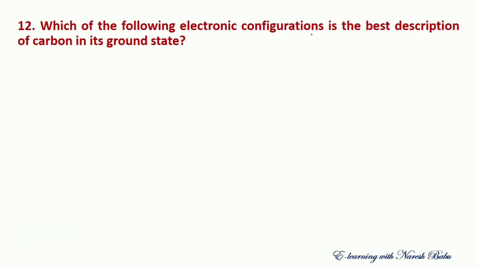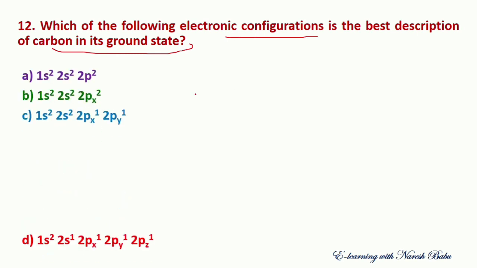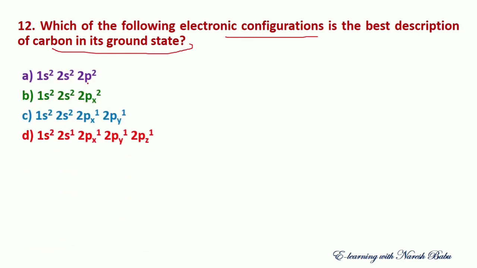And which of the following electronic configurations is the best description of carbon in its ground state? So for carbon in the ground state, what is the best electronic configuration? You can see the options given here, 1s2 2s2 2p2. This is normally how we represent it, but they asked for the best description. So we can see it is 1s2 2s2 2px1 2py1. This is the best description we can observe in the ground state.